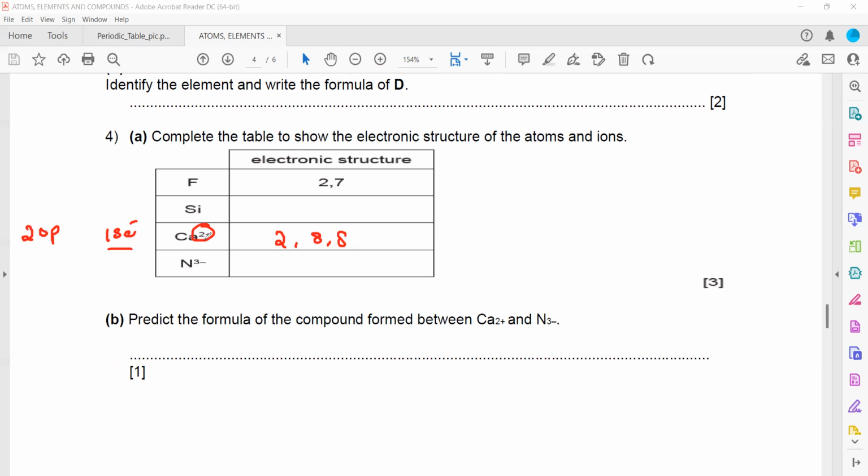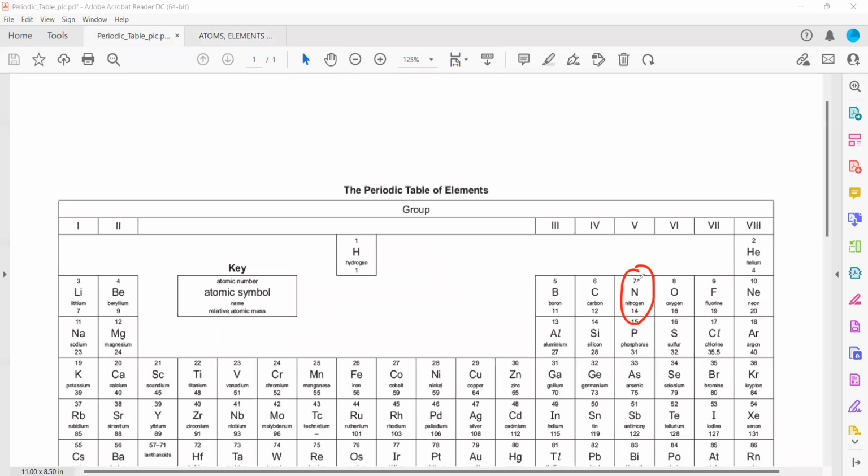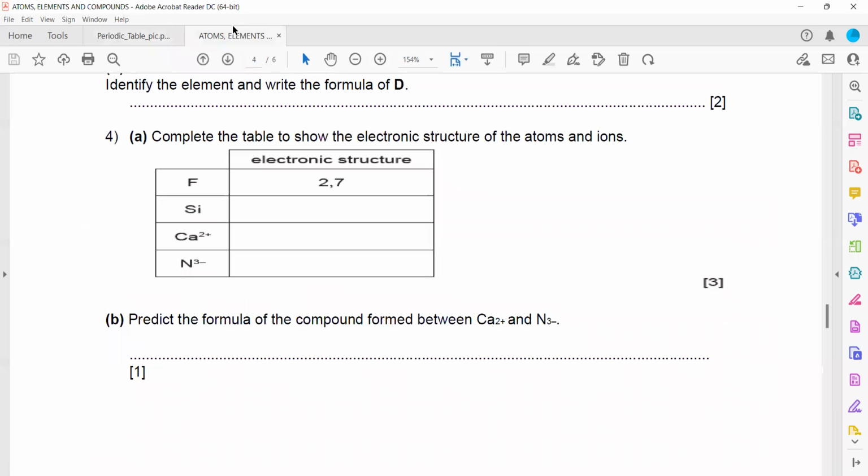Then the same thing for nitrogen. When you check the periodic table, a nitrogen atom has 7 protons. But this is not an atom, this is an ion. The nitrogen atom has 7 protons, but this is nitrogen 3 minus, and minus 3 means it has 3 extra electrons. So the total number of electrons will be 10. So again, we have to arrange: it will be 2, 8. So this was 2, 8, 8, and this was 2, 8, 4.